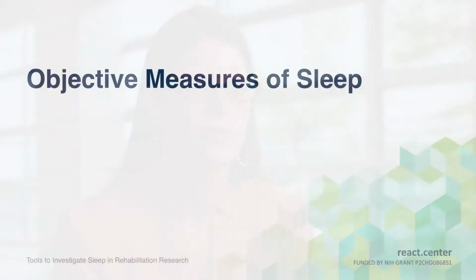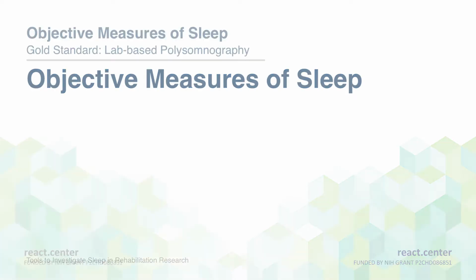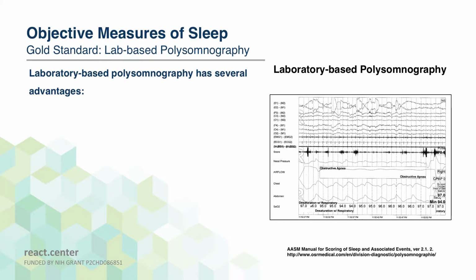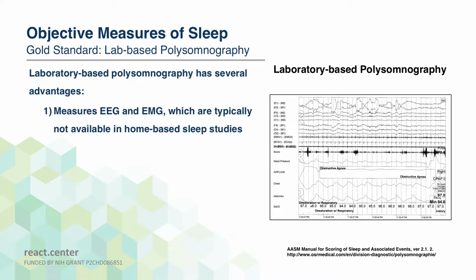Next, we'll go over both the objective and subjective measures that can be used to evaluate sleep, starting with the objective outcomes. First, we'll discuss the gold standard measure of sleep, which is laboratory-based polysomnography, or a sleep study. This includes measurement of the EEG, which is important for staging sleep and evaluating sleep architecture, and also has the ability to measure EMG to assess muscle movements and muscle tone, and this allows us to look at parasomnia.